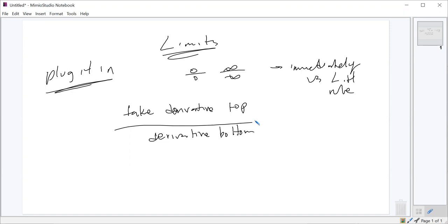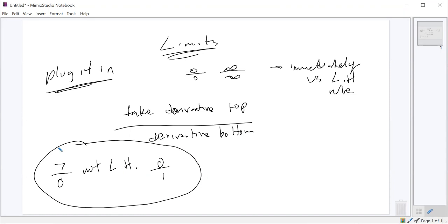Don't try to use L'Hopital's rule for something like 7 over 0. Right? This is not L'Hopital's rule. Don't use it for this. Or even every once in a while, I'll see somebody do something like this with L'Hopital's rule. These are not L'Hopital's rule, right? It's got to be 0 over 0 or infinity over infinity.